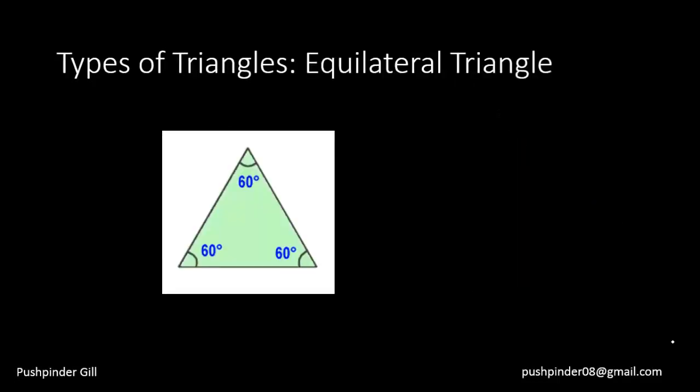Then there is one more type of triangle, which is called the equilateral triangle. An equilateral triangle has all three sides equal, and all three angles are also equal. We'll be discussing this in detail within a few minutes.